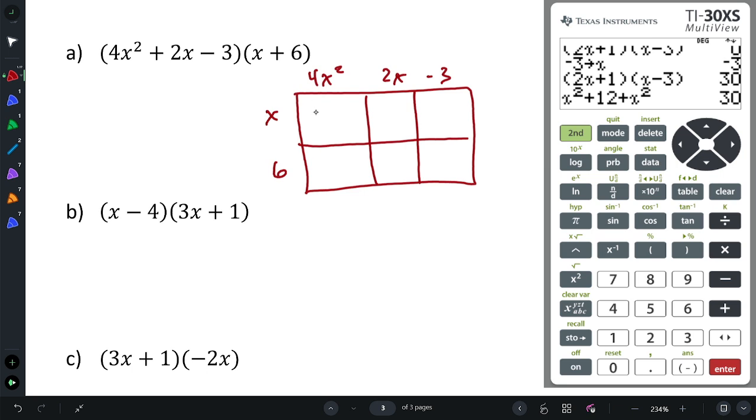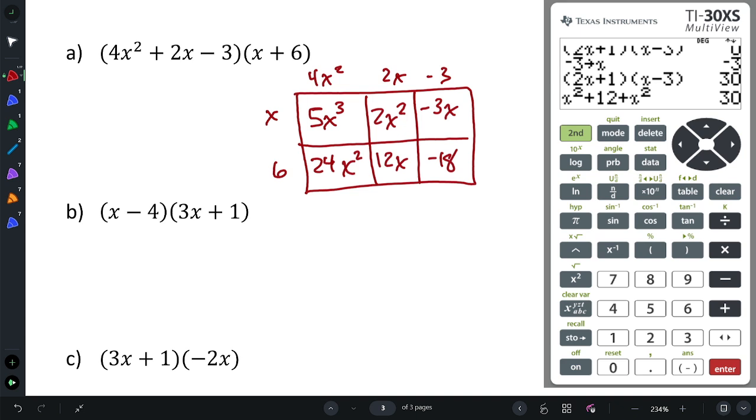So the first box right here is 5x squared. Below that, I have, not 5x squared. X squared times x is 5x cubed. Below that, I have 24x to the second power. Next column over, I've got 2x times x, which is 2x squared. Then I got 2x times 6, which is plus 12x. Next column over, I've got negative 3x, and then below that, I've got negative 18.